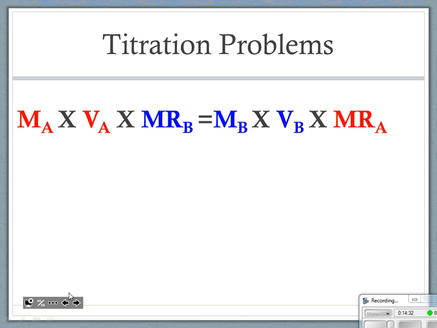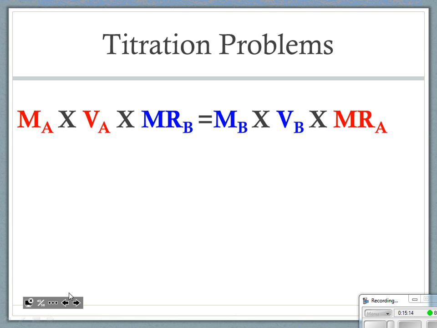So, MA VA times MRB is equal to MB VB MRA. Now, what does each thing mean, and do the color codes mean something? Yes, they do. Yes, they do. I have color coded these to try to help you.